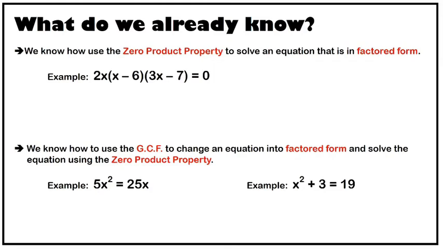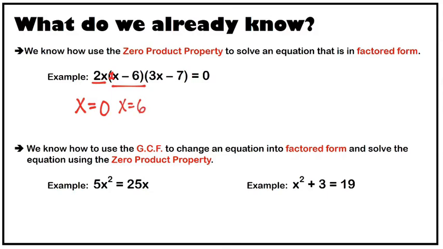Well, we know how to use the zero product property to solve an equation that is in factored form. In this example, we have an x in front of the parentheses, and that will tell us that we have an answer of x equals 0. In the second set of parentheses, we have an unwritten 1 for our coefficient, so we can just use the opposite and our answer will be x equals 6.